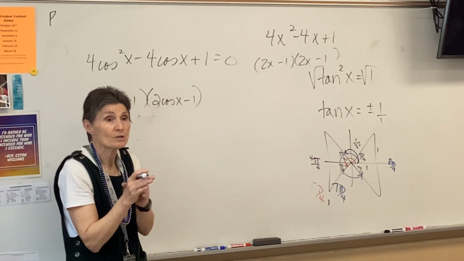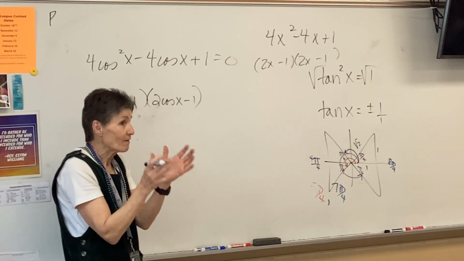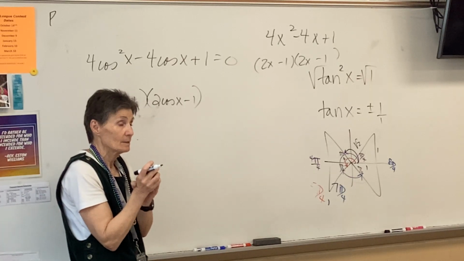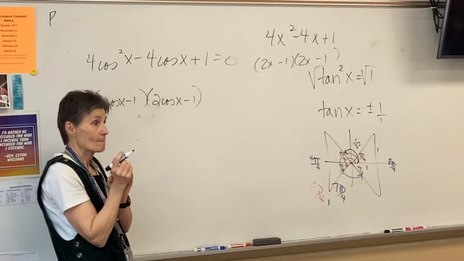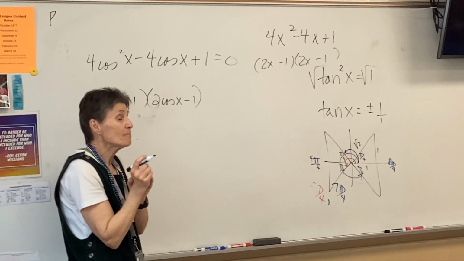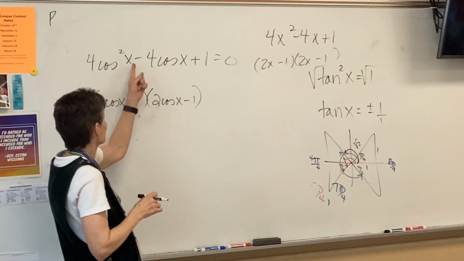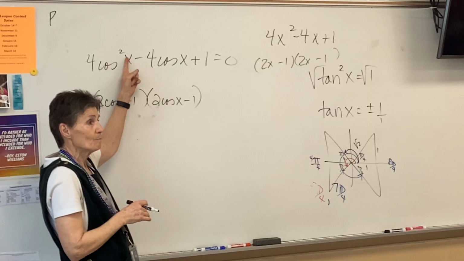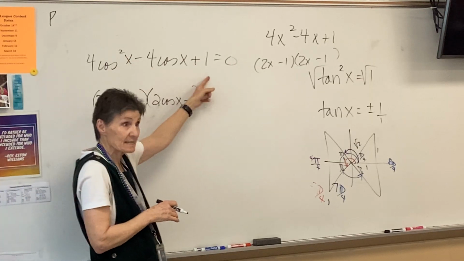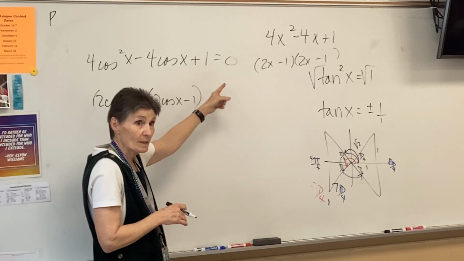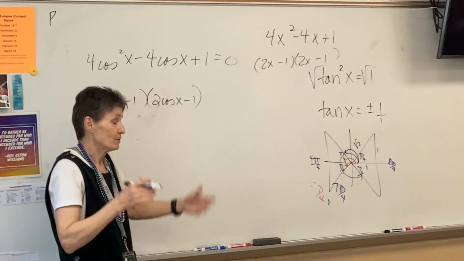Trigonometric equations are no different than algebraic equations. You can factor them the same way. If you wanted to, you could also do the quadratic formula. This is a quadratic equation. A would be 4, B would be -4, and C would be 1. And you would be solving for cosine x, if you want to do that.